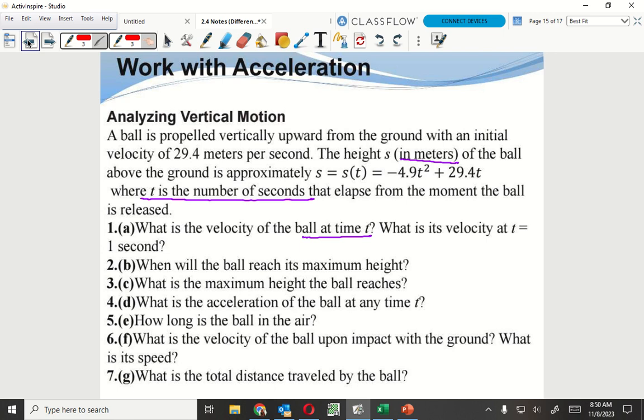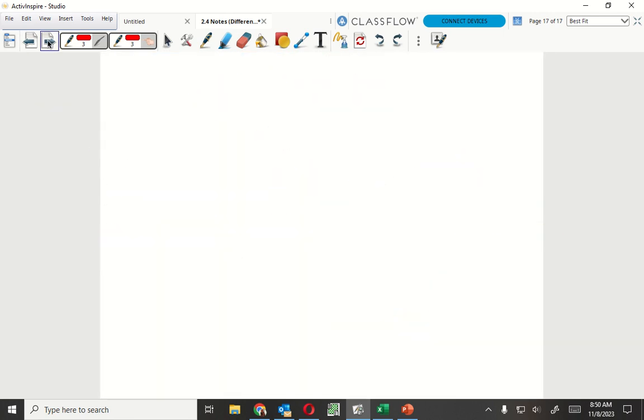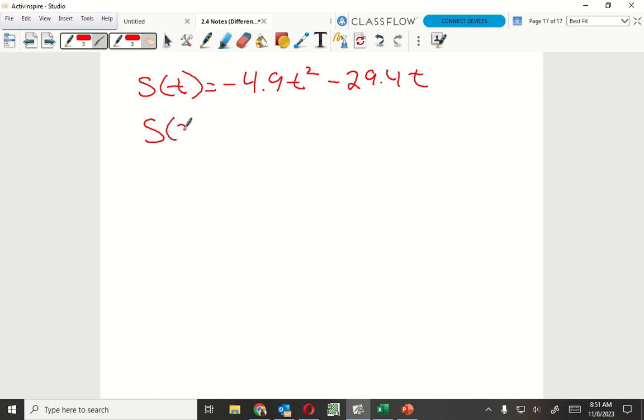So I'm going to plug in 3 into my position function, which is the original, my S of t. Minus, was it 29.4? Okay, that's a t, right? All right, so now that's my position function, and now I want to plug in 3. So S of 3.